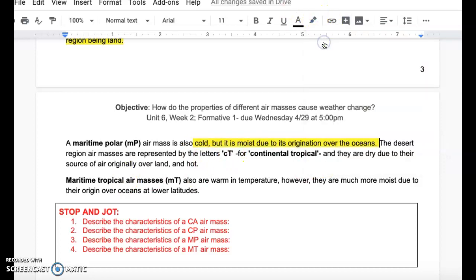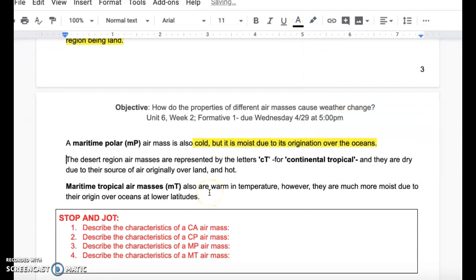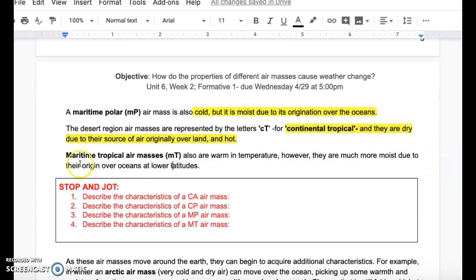The desert region air masses are represented by CT, meaning continental tropical. Therefore, they're dry due to their source of origination over land, but they're hot because they're tropical, right? They're near the equator. Maritime tropical air masses, MT, are warm in temperature. However, they're more moist due to their origination over oceans.